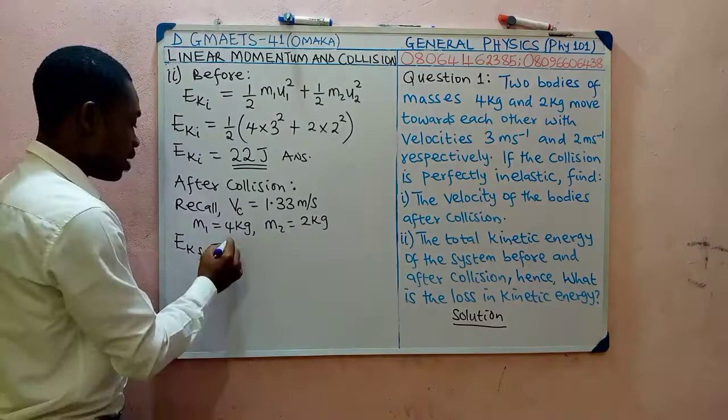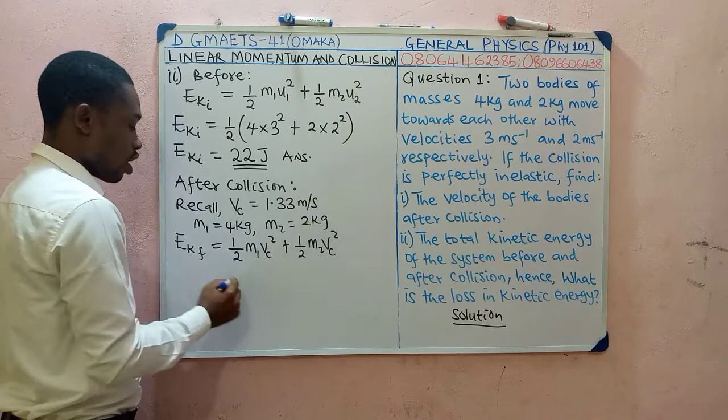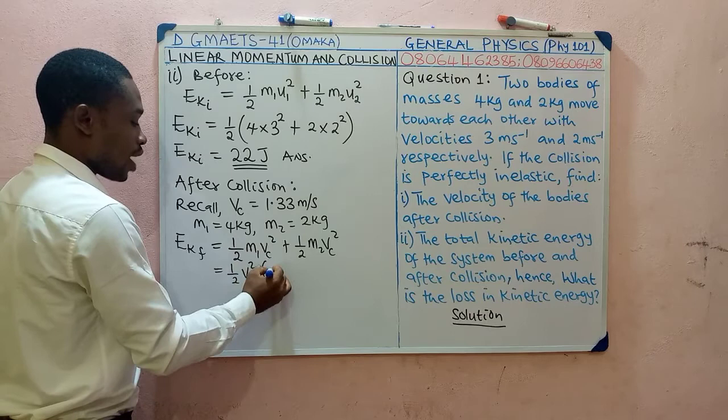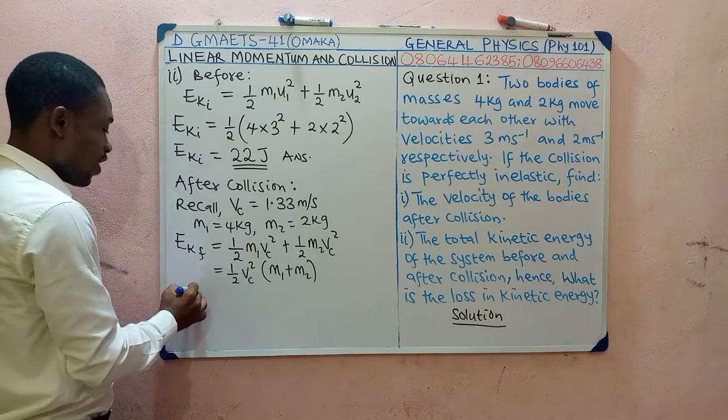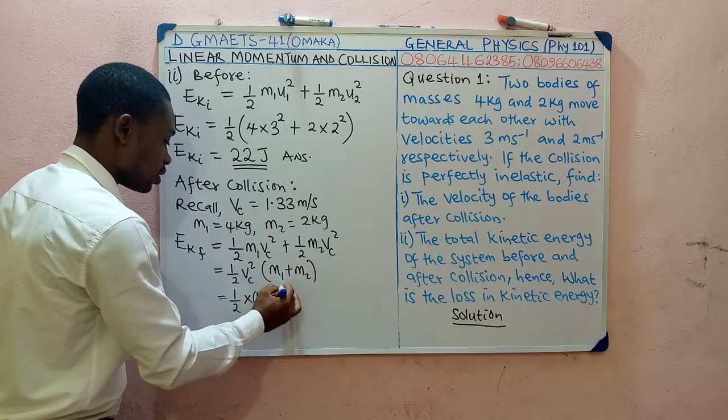Let me write that out. 1 over 2 m1 vc squared plus 1 over 2 m2 vc squared. So you notice that 1 over 2 vc squared is common. We'll factorize it out, then we'll be left with m1 plus m2. So the final kinetic energy here will give us 1 over 2 times our common velocity VC, which is 1.33. So 1.33, we're going to square it, and then multiply by the sum of the masses, 4 plus 2.